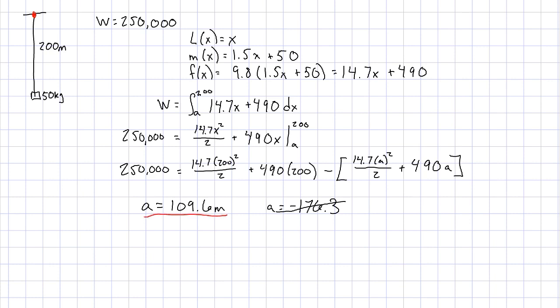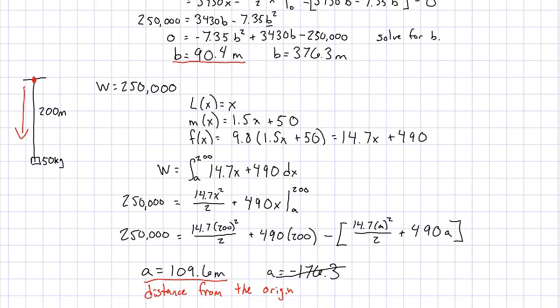Here's the problem. When our origin is at the top of the rope, the positive axis is down towards the ground. So this is 109.6 meters. This is the distance from the origin, because that is our point of reference, right? So we have to be careful. In the previous solution, the 90.4 is also the distance from our origin, but the origin is at the ground. So that is the answer to how far above the ground I was able to lift the object.